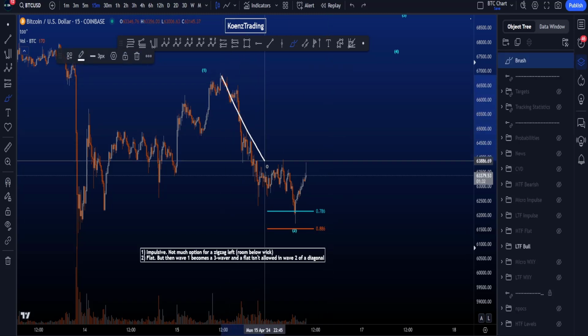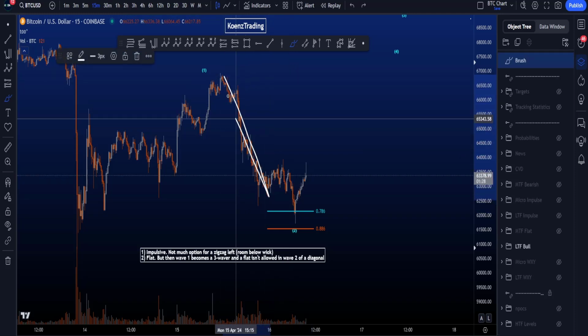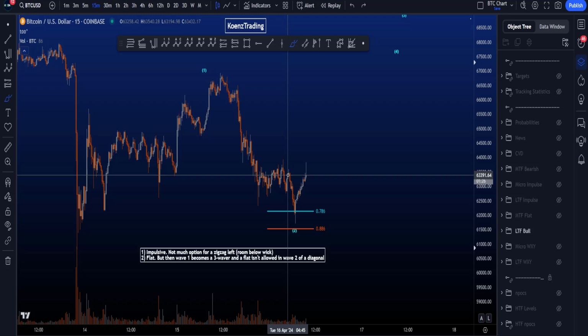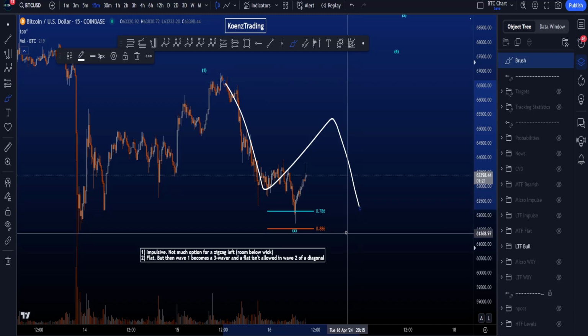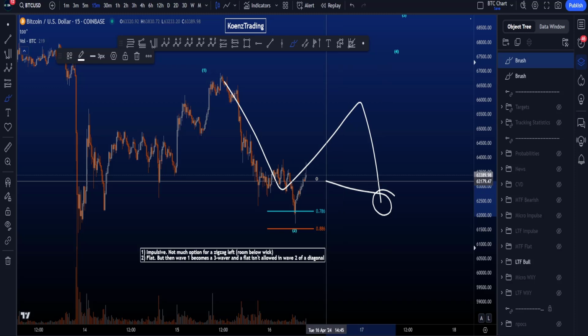Of course, this move to the downside, however, looks quite impulsive to the downside. You can count a 5-wave move in here. However, in this wave 2, if we would be looking for a 5-3-5, like a zigzag structure, right, then wave C needs to end below wave A.